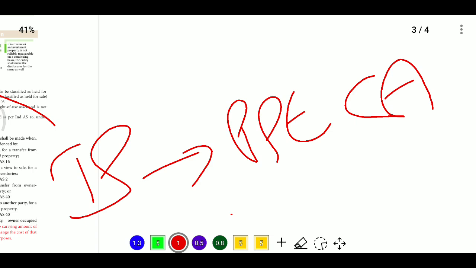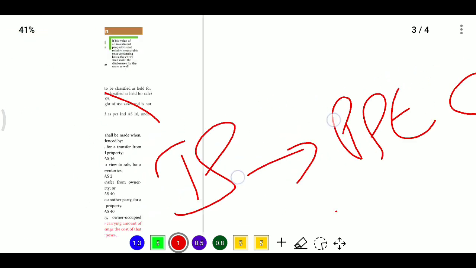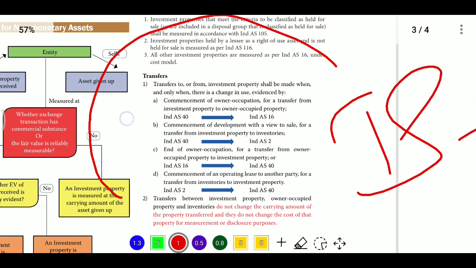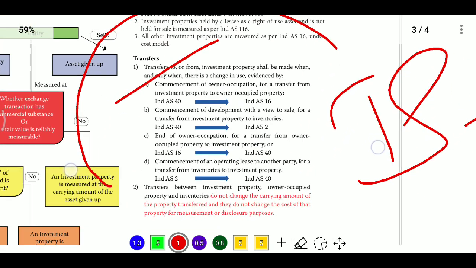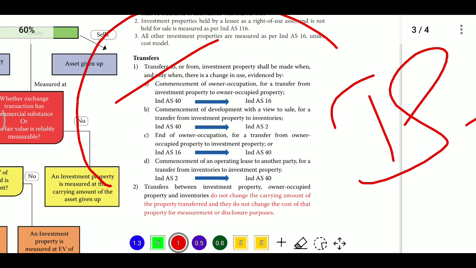For example, we have commenced the business, so there is commencement of owner occupation from investment property. Whatever the Ind AS is applicable, owner occupation from investment property, and end of owner occupation of investment property, are cases we need to check. So here, transfers to or from investment property shall be made when and only when there is a change in use, evidenced by commencement of owner occupation.